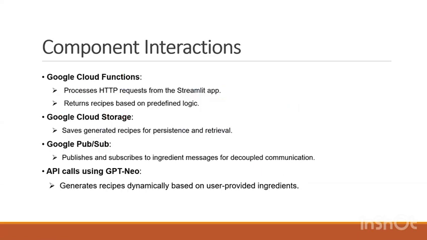As I just mentioned in the architectural diagram, these are the four different cloud technologies that I employed as a part of this project. Google Cloud Functions for scalable functionality, Google Cloud Storage, Google PubSub, and API calls using GPT Neo.